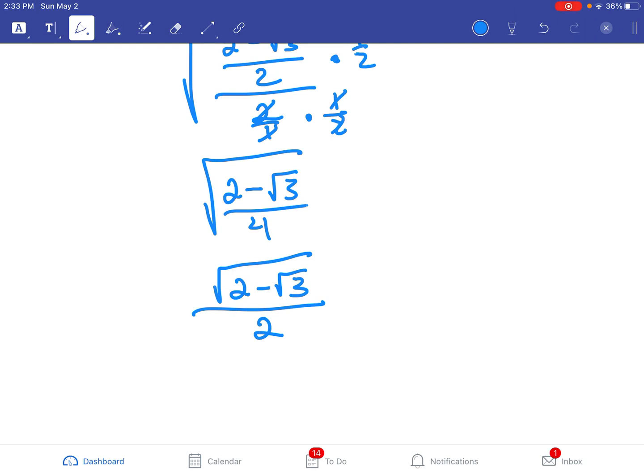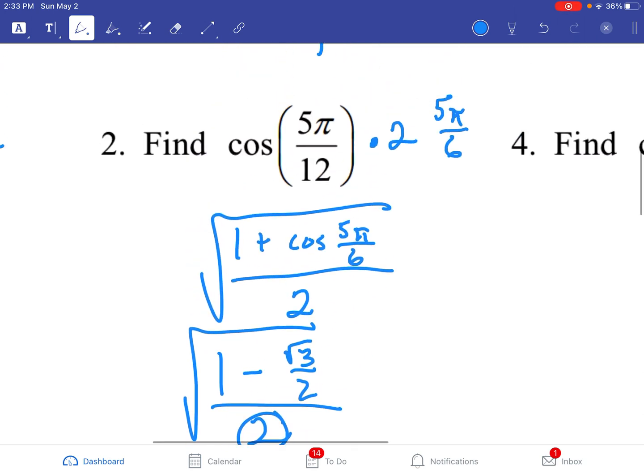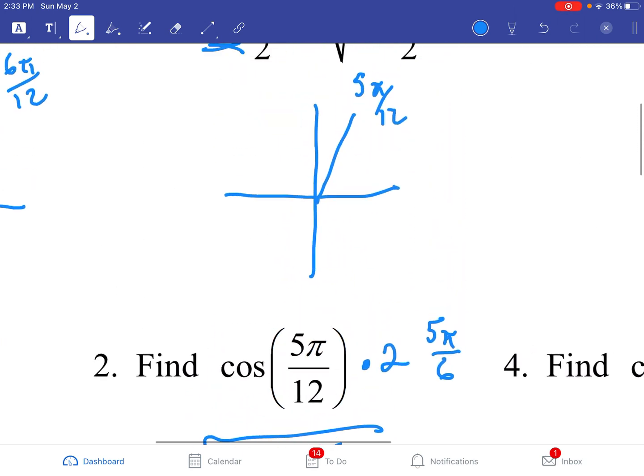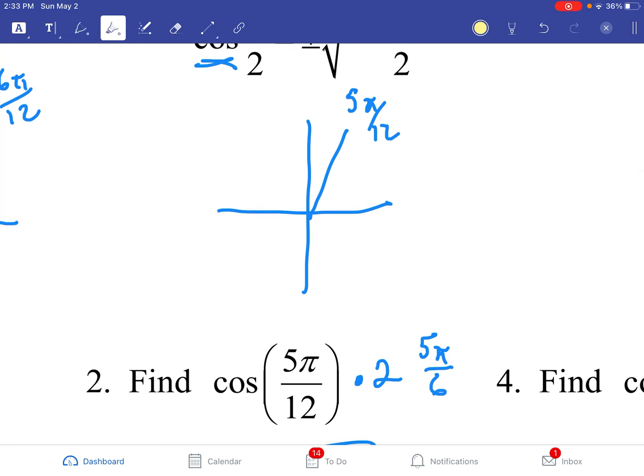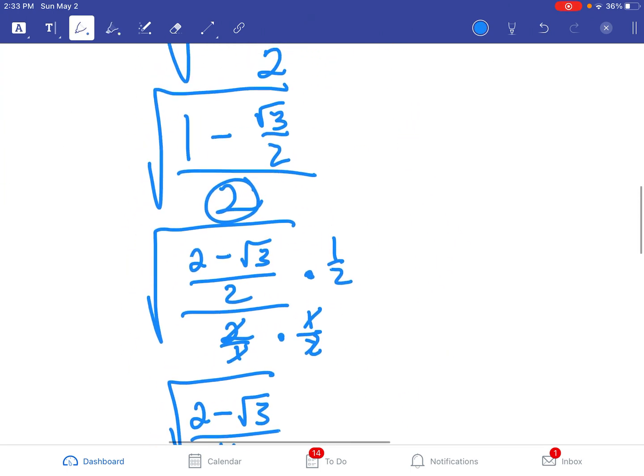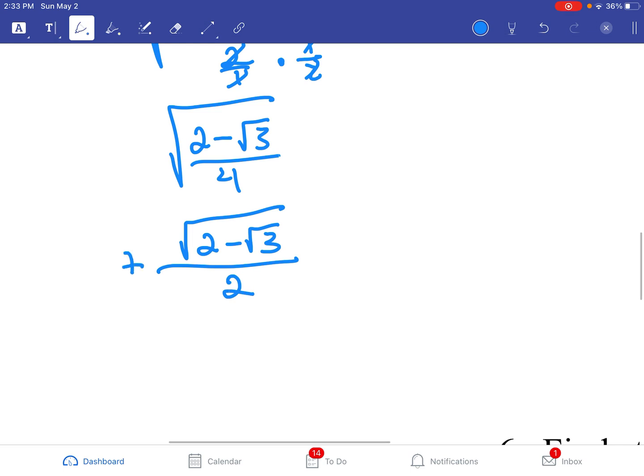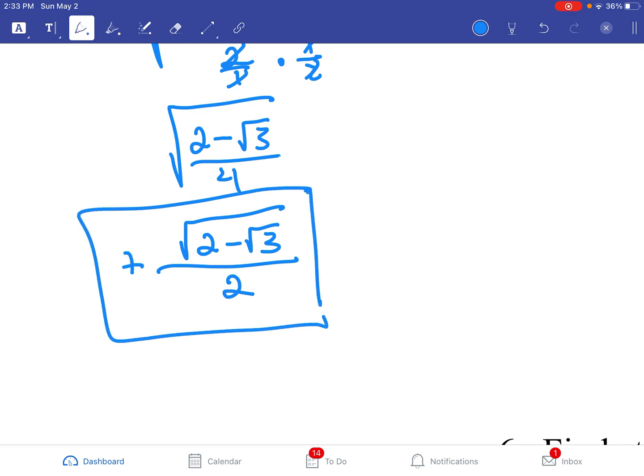Now again, we have to look at the value as if it's plus or minus for this problem. So we're dealing with a cosine problem. What is the cosine value in this quadrant? Well, cosine in that quadrant, if you look at the quadrants on the unit circle, all the x values there are positive. So this is going to be a plus, and we're done.